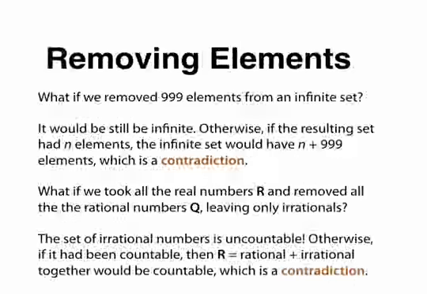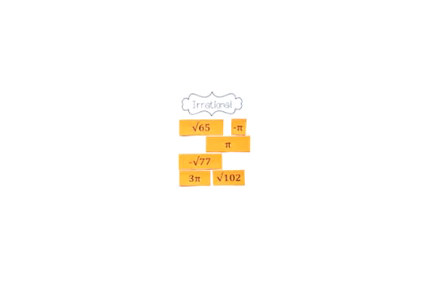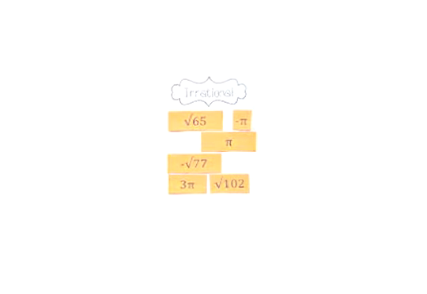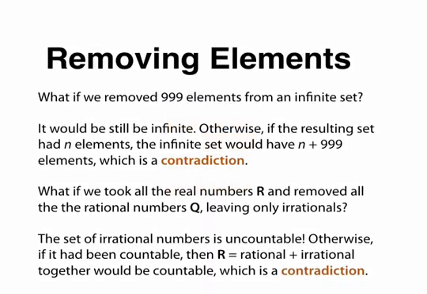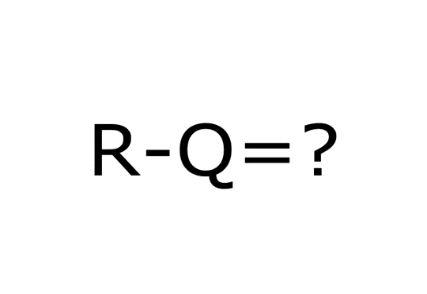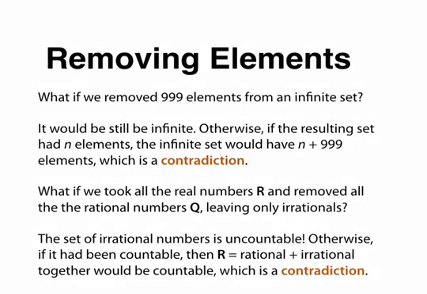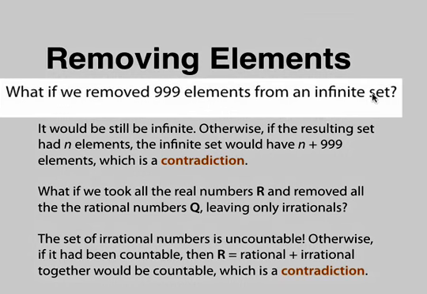Having established all this, we're left with just a couple more questions. The first is, how many irrational numbers are there? In other words, if the real numbers are uncountable and the rational numbers are countable, then what is the size of real numbers minus all the rational numbers? Well, to answer that, let's think of a more familiar scenario. What if we had an infinite set and we removed 999 elements from this set?